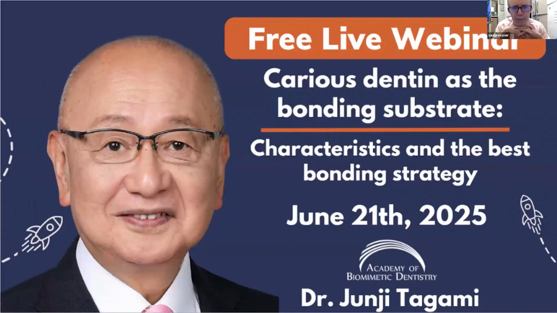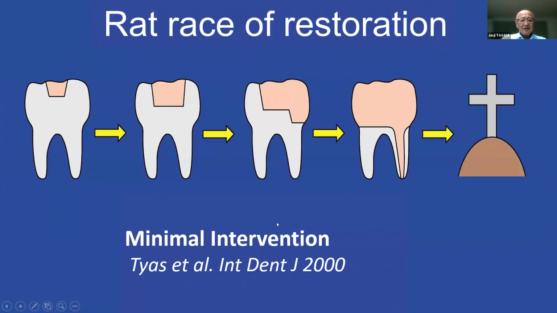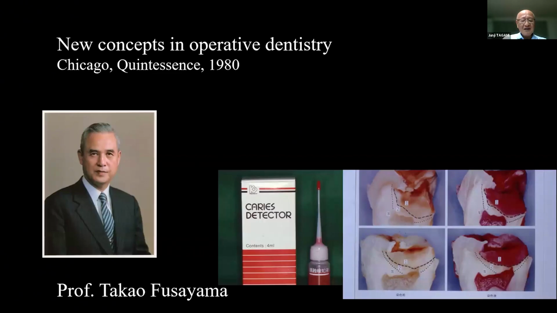So today I will talk about the caries dentin as a bonding substrate. As you know very well about the concept of minimal intervention, this is to provide a minimally invasive approach for the restoration of the caries tooth. And according to this, we are working to develop the adhesives as well as direct bonding procedures.